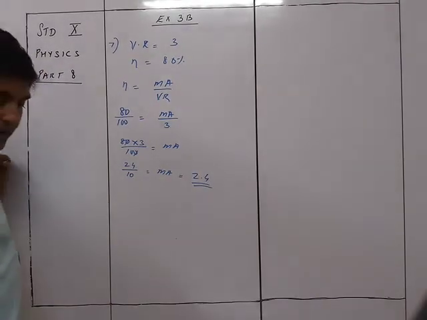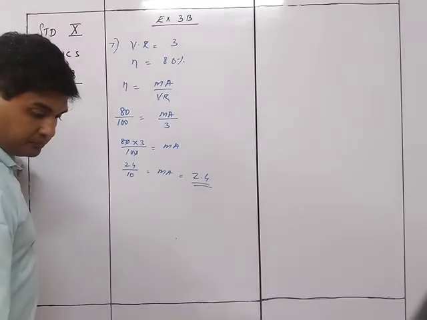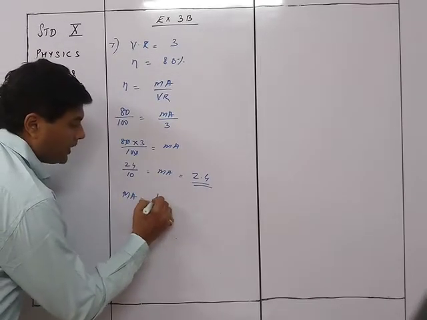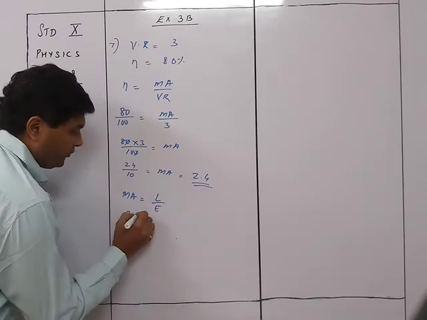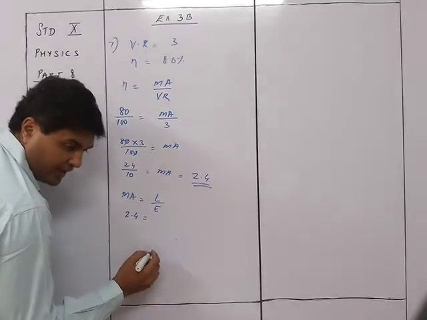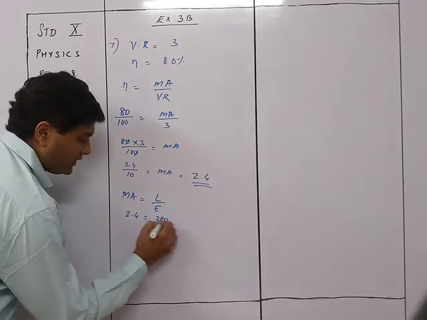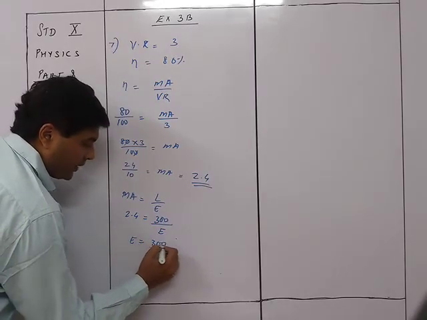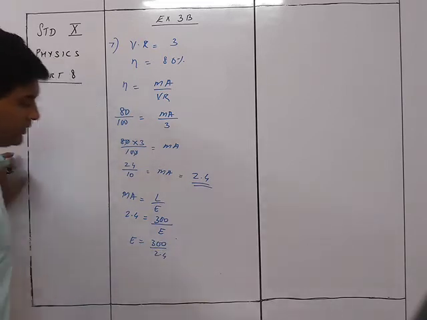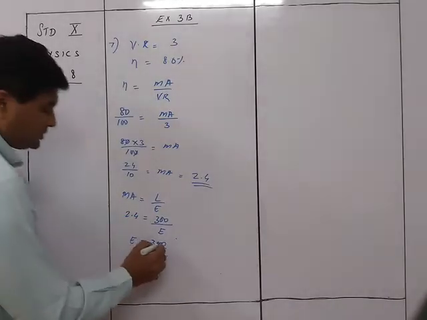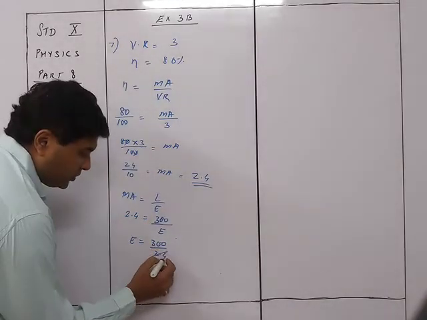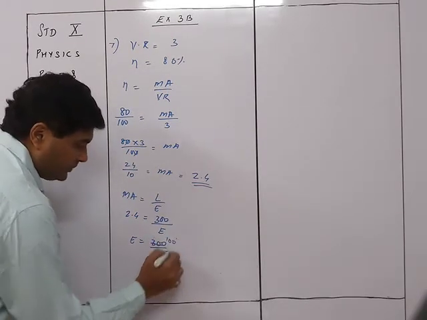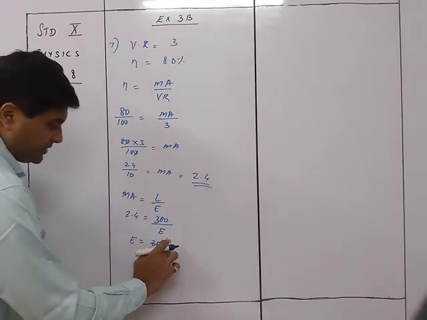The next thing we want is the effort required. So MA is equal to load upon effort. So 2.4 is equal to load, which is given to you as 300, upon effort. So effort is equal to 300 upon 2.4.